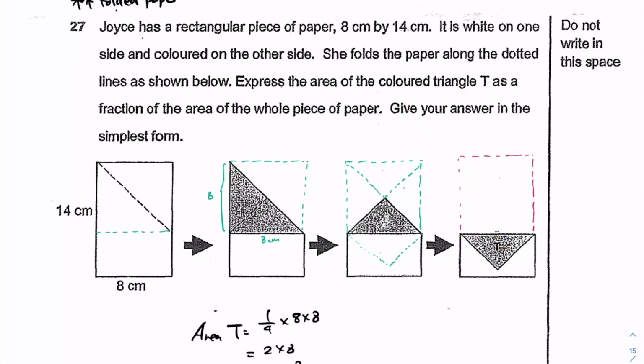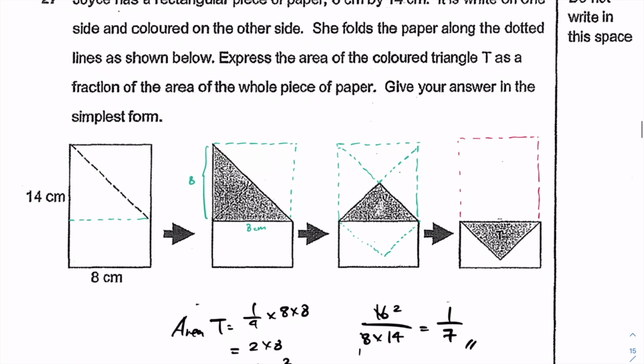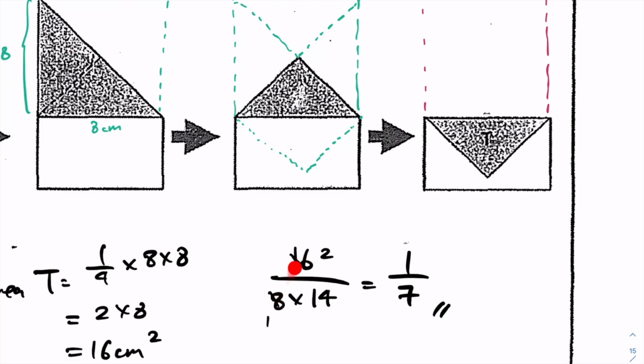Now, what's the area of the whole piece of paper? That's easy. That is 14 by 8. So the required fraction will be 16 over 8 times 14, the rectangle's area. Now, if you simplify 16 and 8, you get 1 and 2. So basically, that's 2 over 14.